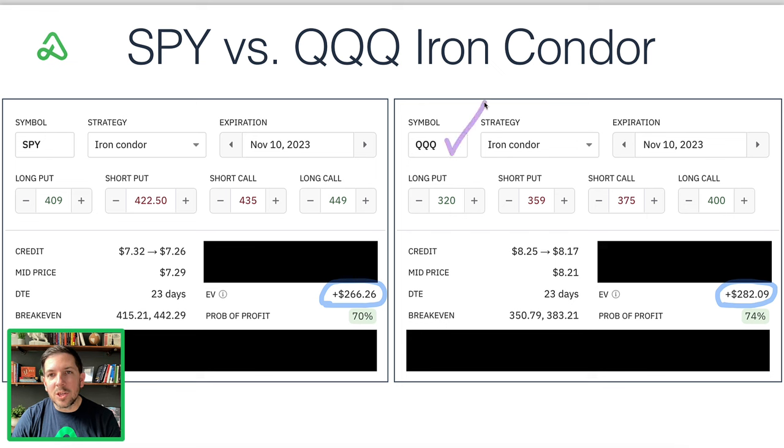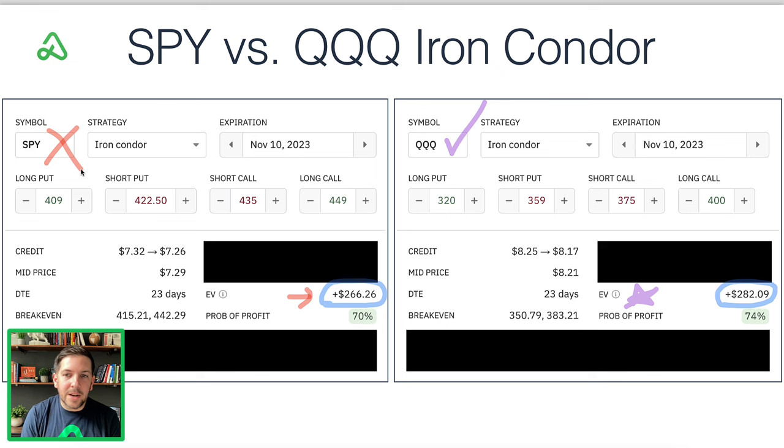So if you were to judge this trade purely based on the expected value of the position, you would look at this and say that the QQQ position is the better trade because the expected value is higher for this potential position. If you trade this trade multiple times over the course of your lifetime, $282 is the expected value, versus the SPY position over here, where the expected value was $266. So you would say, okay, if we're just trading based on expected value, we're not going to take the SPY trade and we are going to take the QQQ trade.